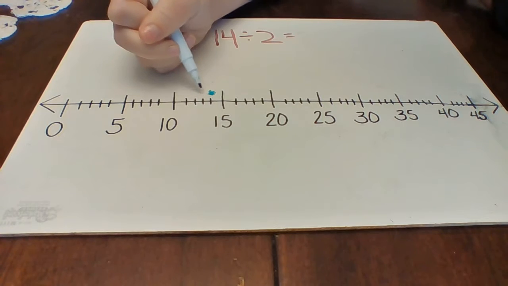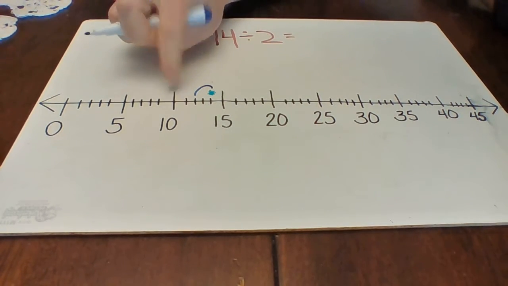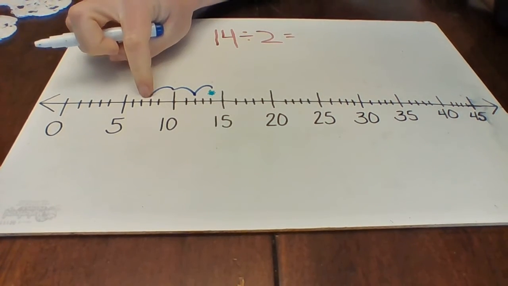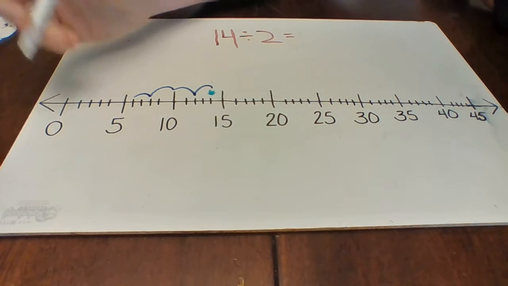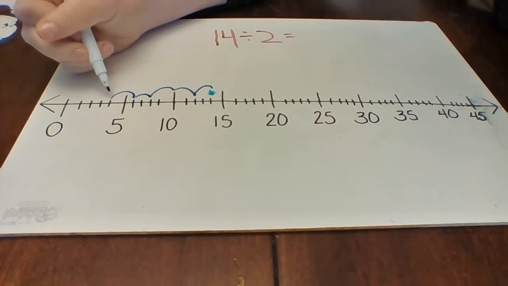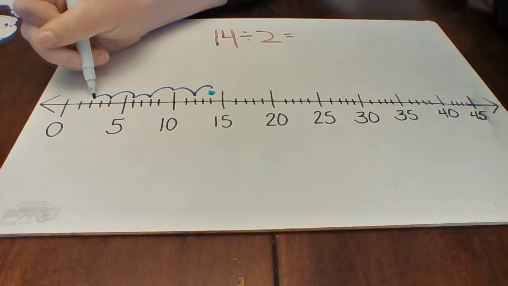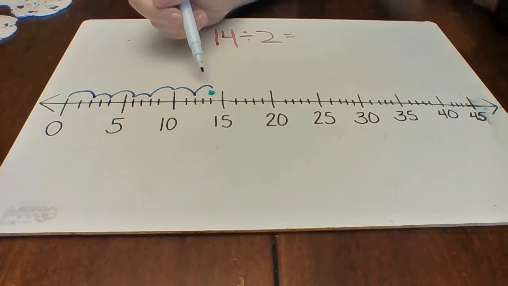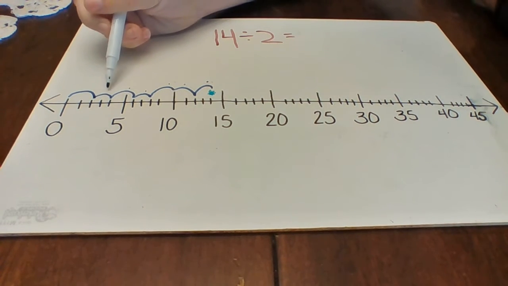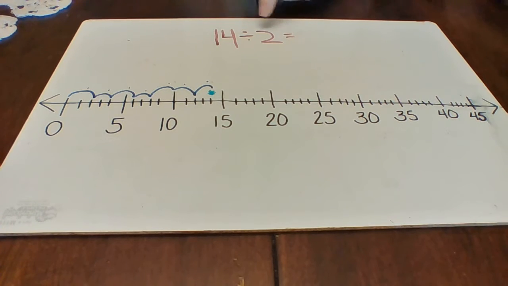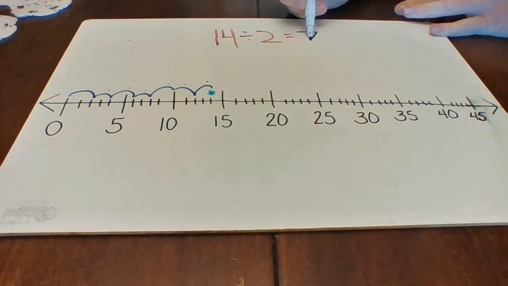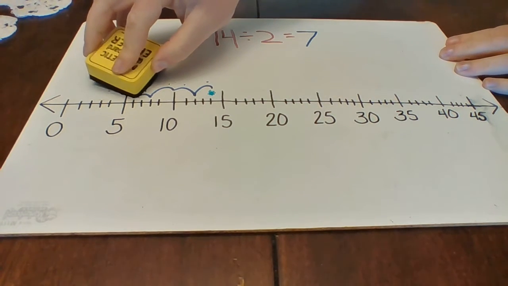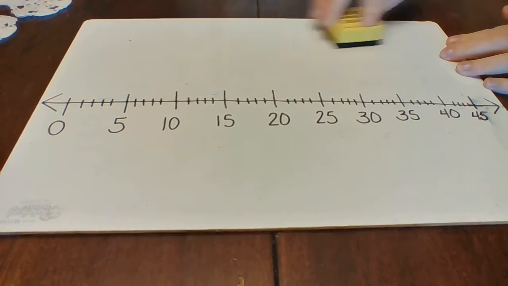So here's 1 jump, 2 jumps, and so on, all the way to 0. I made it all the way to 0. Now I can count how many hops that I made. 1, 2, 3, 4, 5, 6, 7. 14 divided by 2 is 7. Now sometimes funky things happen, like having an uneven amount of hops.